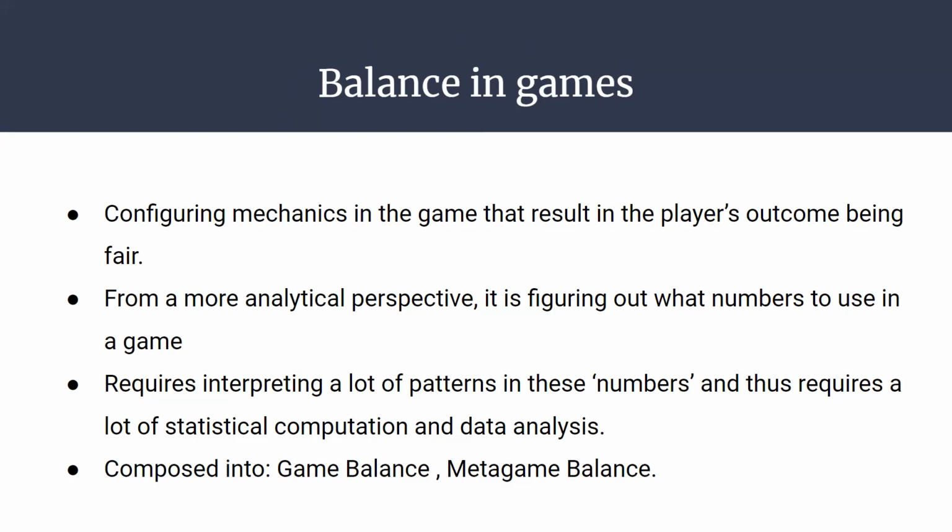From a more analytical perspective, it is trying to figure out what numbers you have to change in your game source code. Game balance requires interpreting a lot of these patterns and numbers, and requires a lot of statistical computation and data analysis. This is the most intensive part, where people actually hire data scientists and data analysts to get the game you're trying to make. And this is composed of game balance and meta game balance.